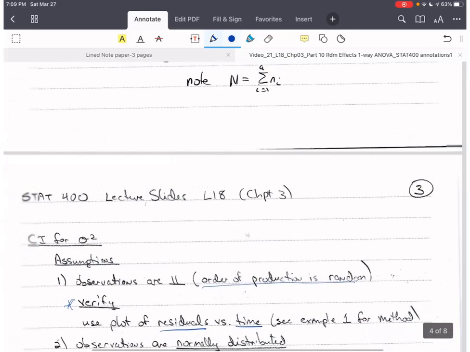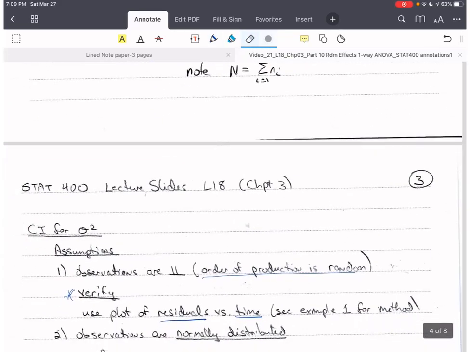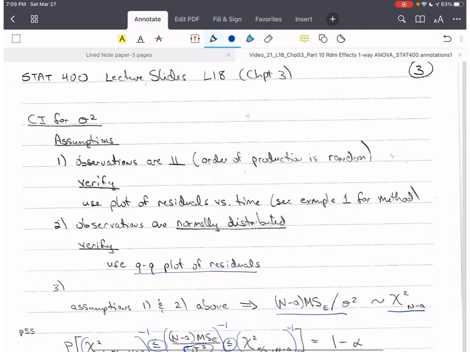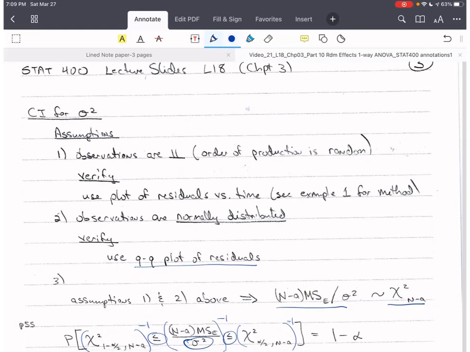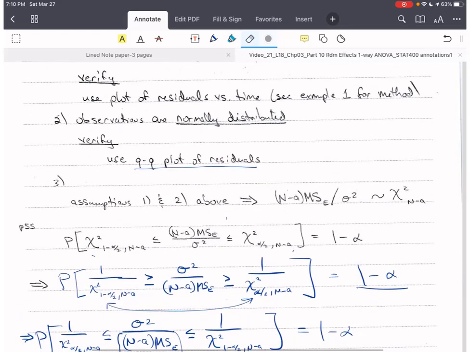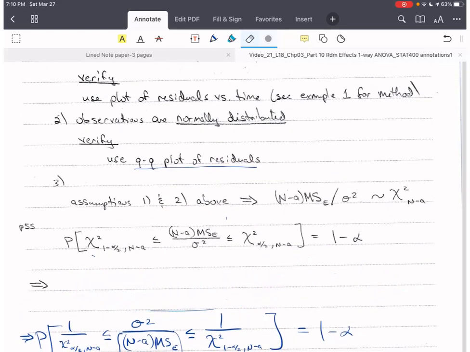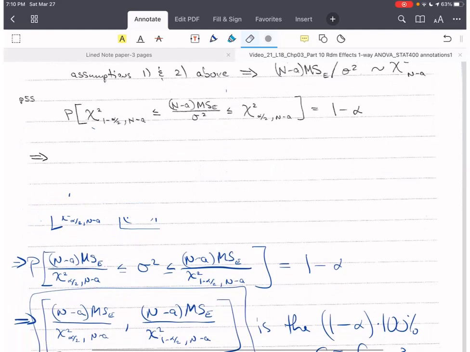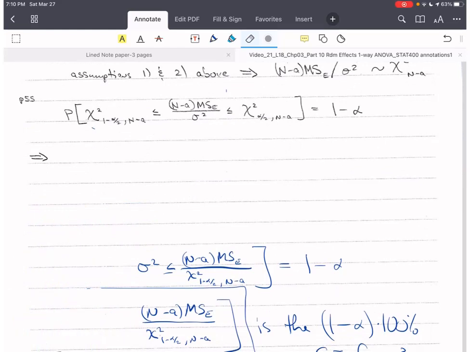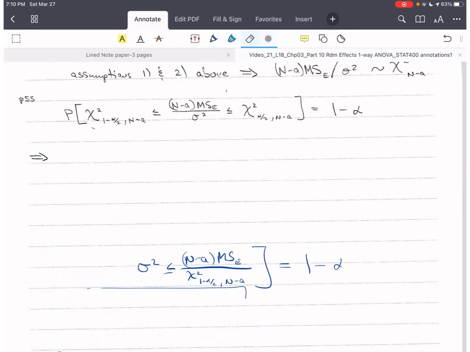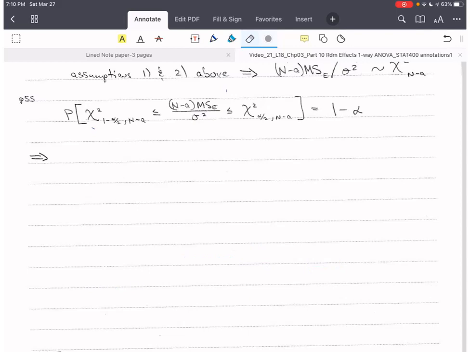Okay. So let's look at a confidence interval for sigma squared. Okay, so the assumptions are that the observations are independent. Now, I don't know why I haven't cleaned this off. Okay, oh yes, so I need to clean all of this off. I remember now. Okay, we'll do the derivation.